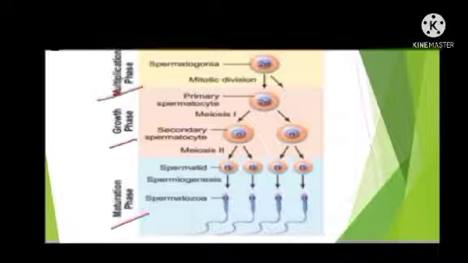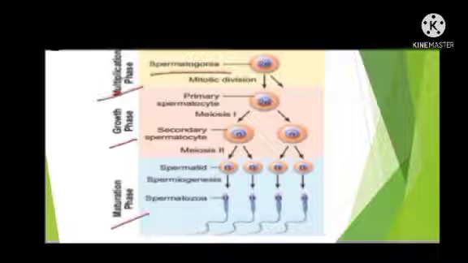As we have seen earlier, the seminiferous tubules are lined by two types of cells. What are they? The germ cells and the Sertoli cells, isn't it? These germ cells will undergo mitotic division and produce a large number of diploid cells. What is the ploidy of this germ cell? It is diploid in nature. As a result, a large number of diploid cells are formed and they are the sperm mother cells called spermatogonia.